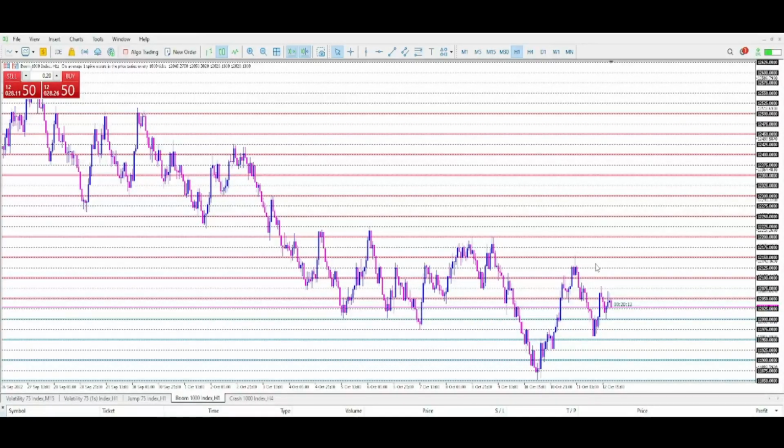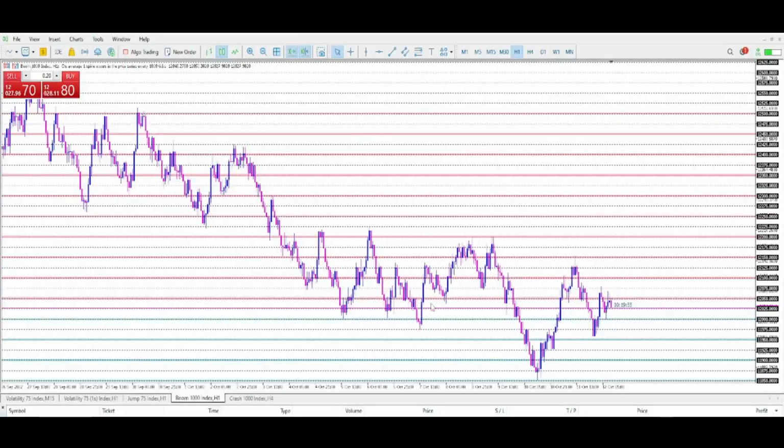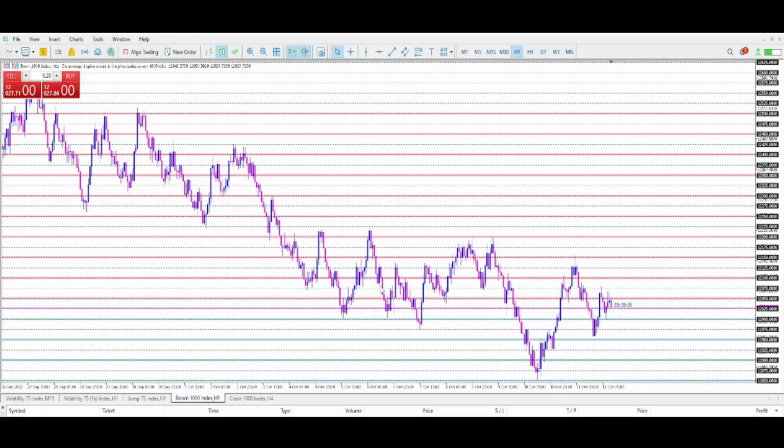So in the description box below, you'll find the link to download this system that I've customized. It's customized only for Boom 1000 and Crash 1000, as you can see. What I like to do with this is to use it on the 4-hourly and on the 1 hour. I'm on Crash 1000. You can see this is 4-hourly, and on Boom 1000 it's on the 1 hour.